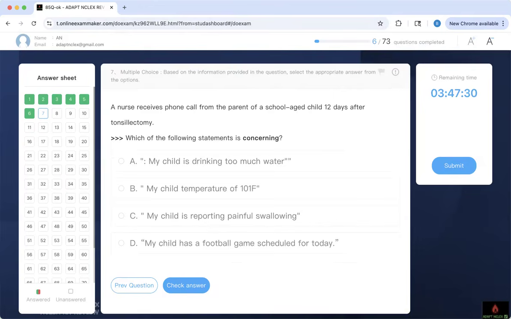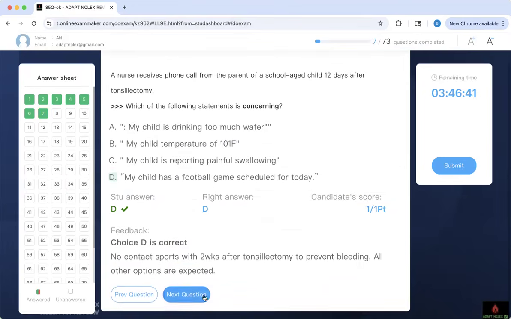But what is the concept? The concept is tonsillectomy. What do you worry about with tonsillectomy? Bleeding. If the child is involved in a football game within 12 days, that's a problem. We should do something about it. And that's a big problem. That's the issue.